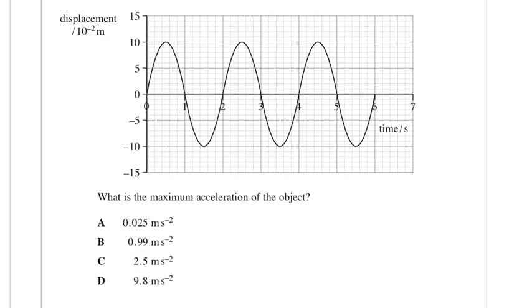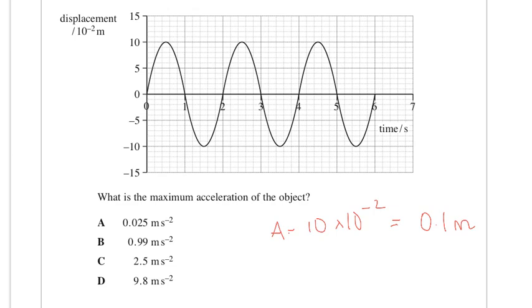Okay, what is the maximum acceleration of the object? So the amplitude is clearly 10 times 10 to the minus 2, which is 0.1 meters.